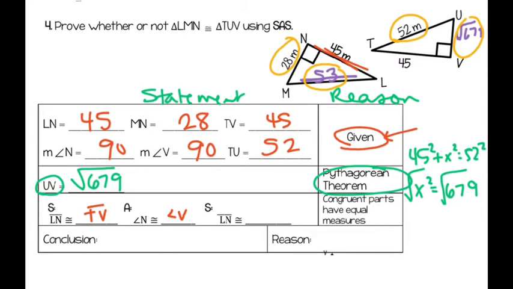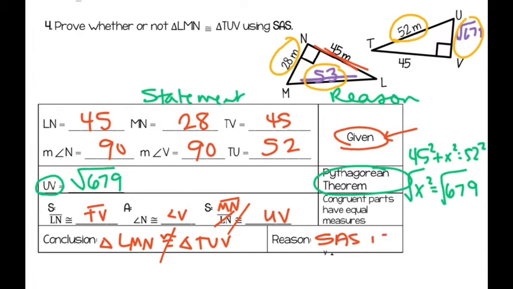The problem comes in is that LN, oh, I think I have that wrong. That should be MN, sorry. MN is not congruent to UV, and so because of that, triangle LMN is not congruent to triangle TUV, and that's because side angle side is not met, so the conditions of that are not met.